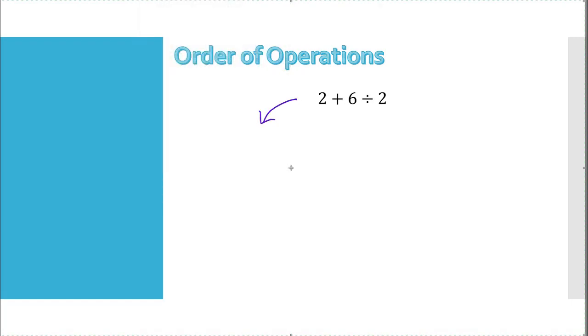Since we read from left to right, we could decide to first solve the addition of 2 plus 6 and then divide over 2. 2 plus 6 would give us 8, and then we would divide over 2. That would give us 4.